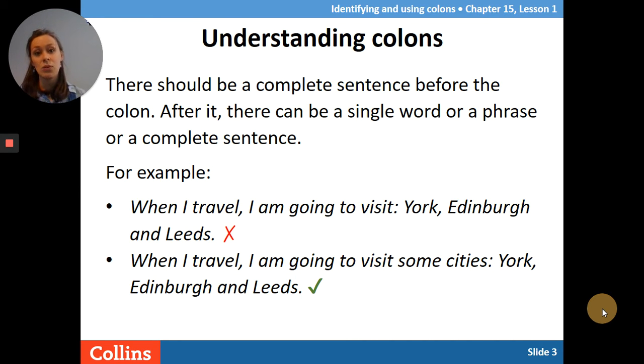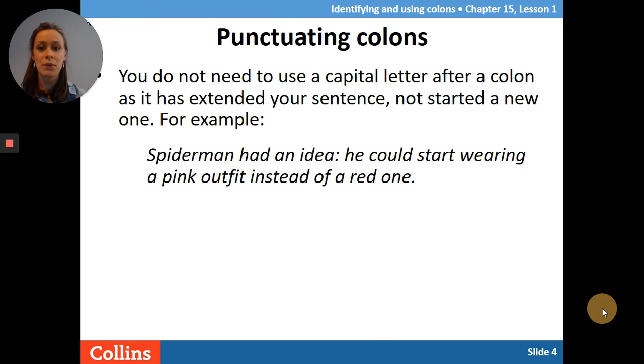Well, we can make the two halves equate to one another by saying something like, when I travel, I am going to visit some cities: York, Edinburgh and Leeds. Sounds simple, and it is. Just a reminder that you do not need to use a capital letter after a colon, as it has extended your sentence, not started a new one.